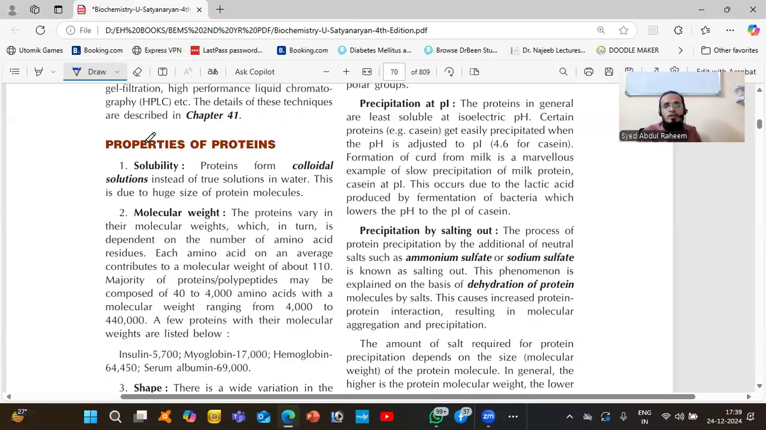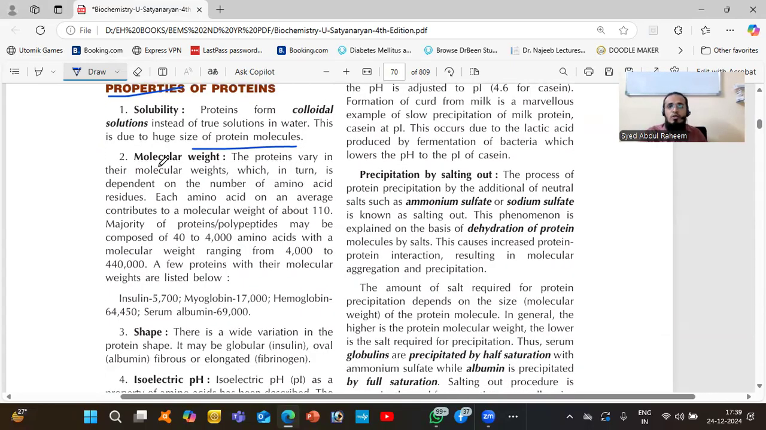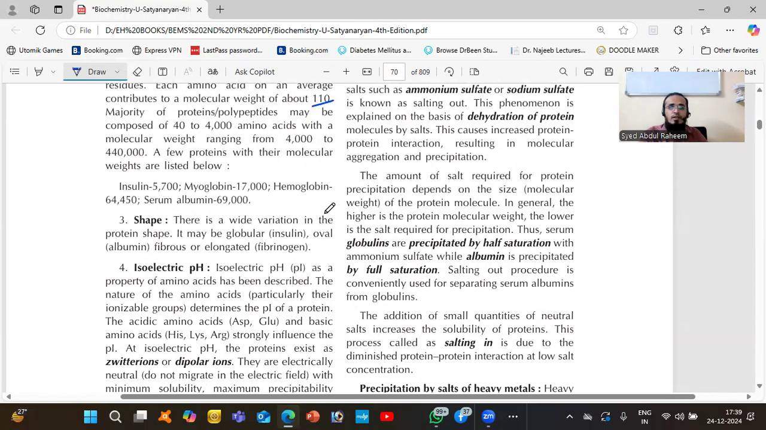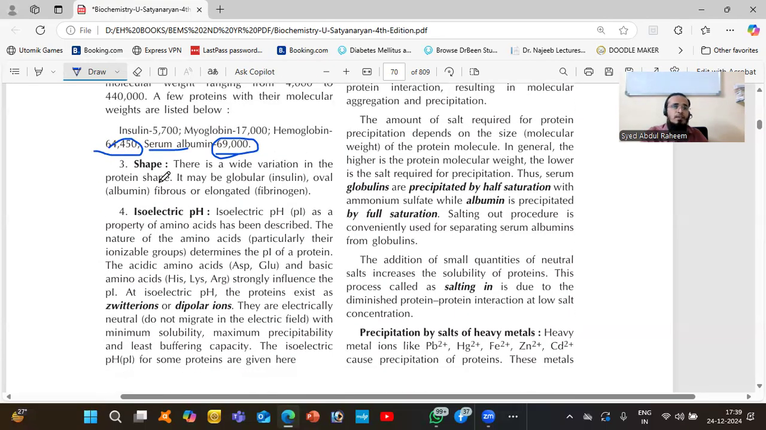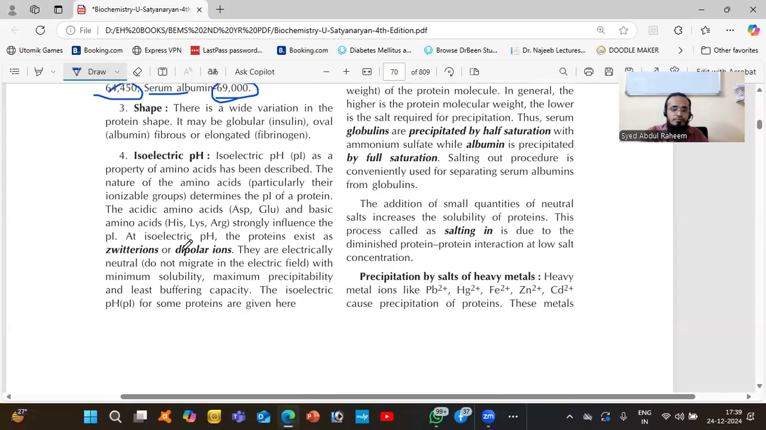So these are the properties of protein. Solubility: proteins form a colloidal solution instead of a true solution in water. This is due to the huge size of protein molecules. So it needs something else to dissolve other than water. Molecular weight depends upon how many amino acids are there. The average is about 110 per amino acid. Like in serum albumin, the molecular weight is 69,000. Hemoglobin, which is also a protein, is 64,450. Shape depends upon the area where the protein is situated.